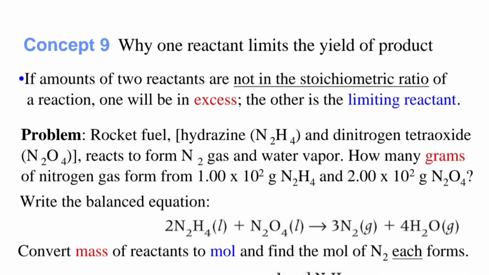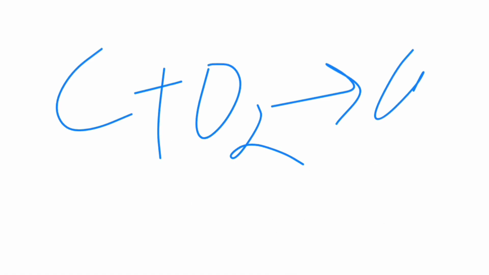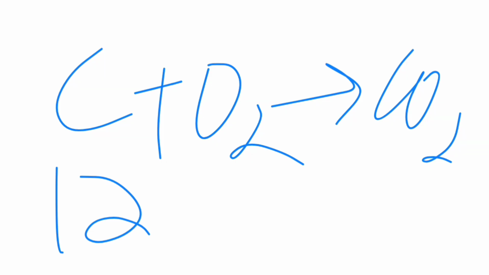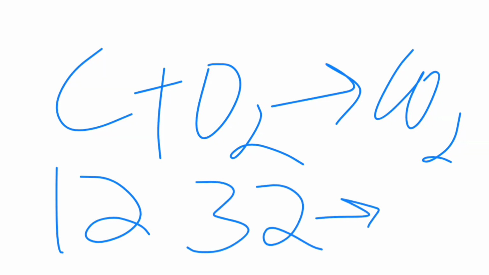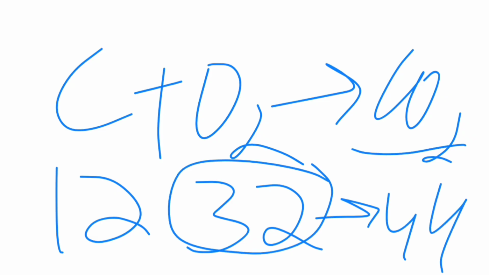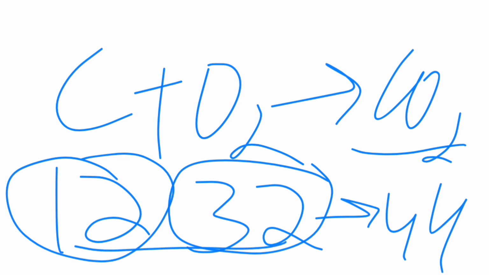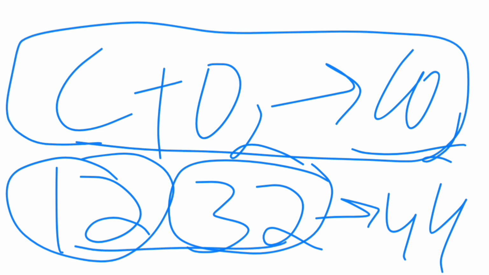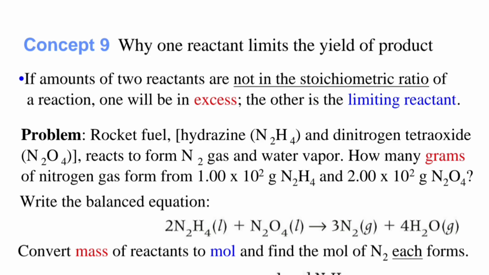Why does one reactant limit the yield? If the amounts of two reactants are not equal in a balanced chemical equation, for example C plus O2 gives CO2, and if we are given 12 grams of carbon and 32 grams of oxygen, they will ask how many grams of CO2 will be produced. It will produce 44 grams. In this case we can't say which one is limiting, because the amounts are the same as the stoichiometric amounts present in the balanced chemical equation.